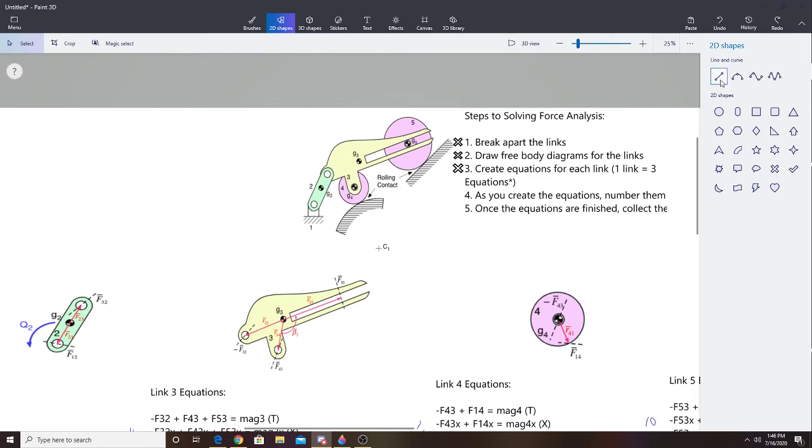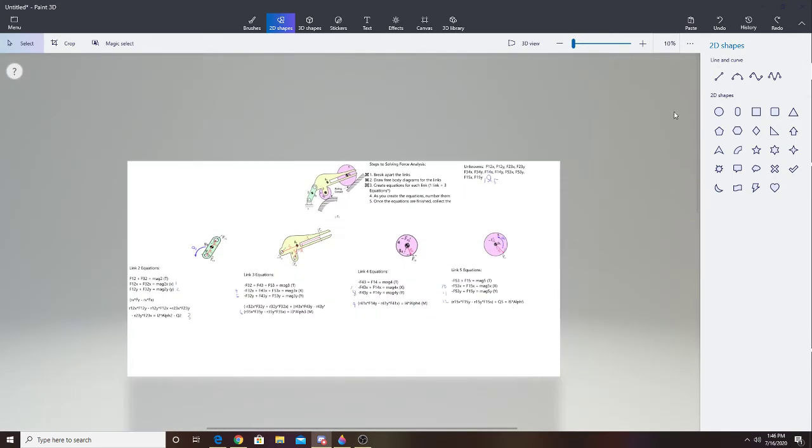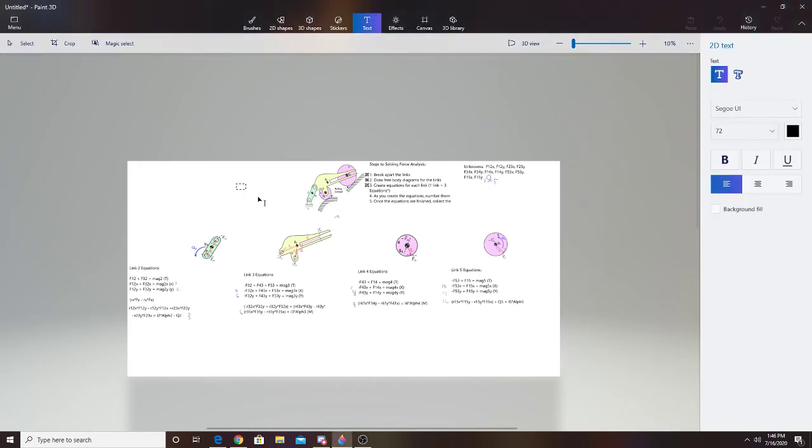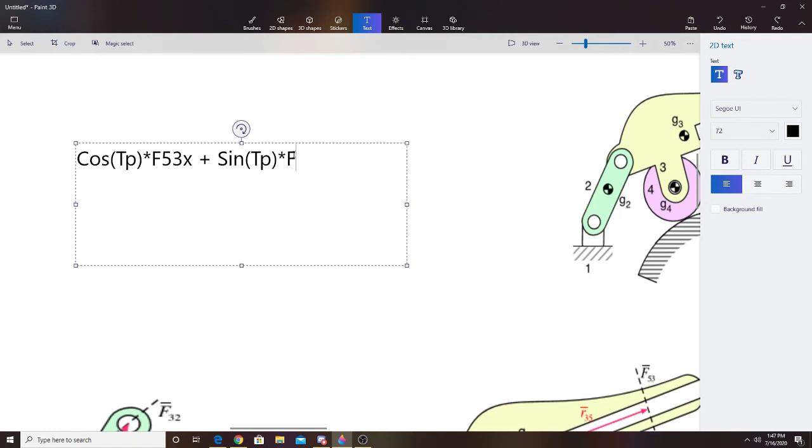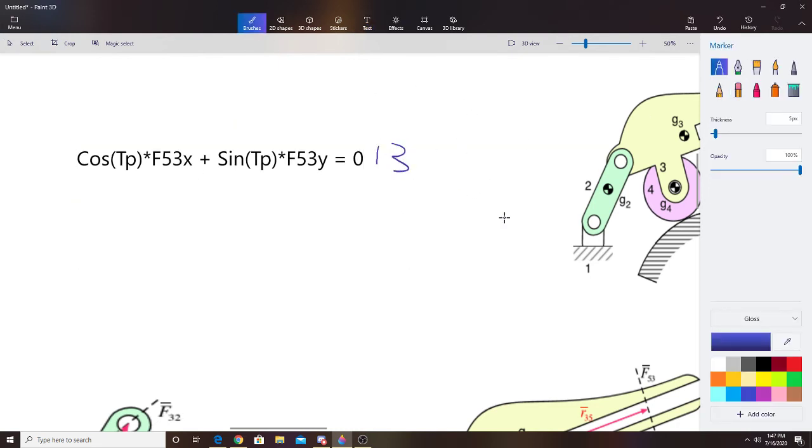So that's our last equation, which I don't know why that didn't stay, but as usual, things go wrong. So let me zoom back in here. Cosine theta P times F53x plus sine theta P times F53y is equal to 0. And so that is our last equation, and we are going to label that as such, which is 13.